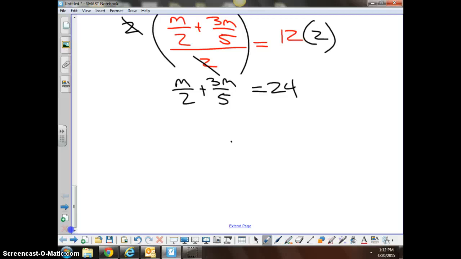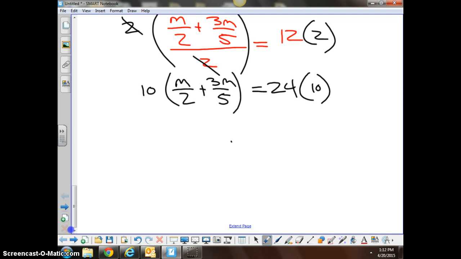m over 2 plus 3m over 5 equals 24. How are we going to get rid of it, Nafisa? Find a common denominator, or the least common denominator, which is what? 10. So let's multiply this by 10, and let's multiply this by 10. Nafisa, clean that up for me, please.